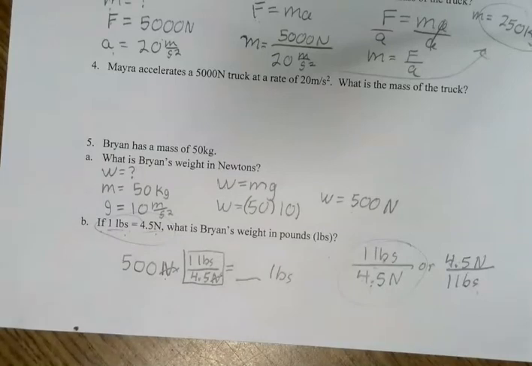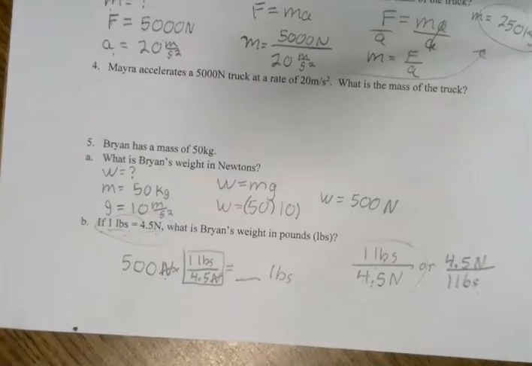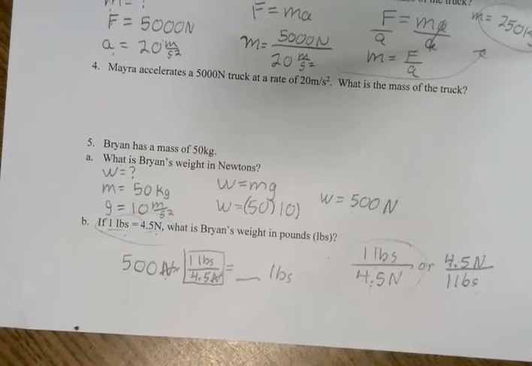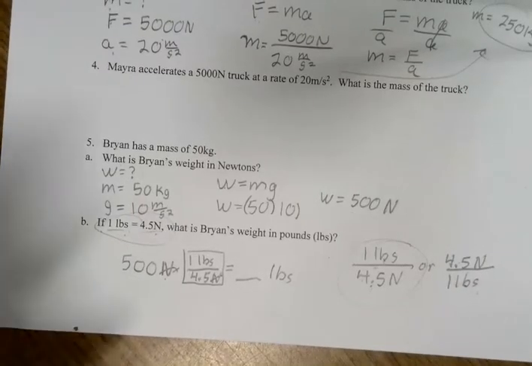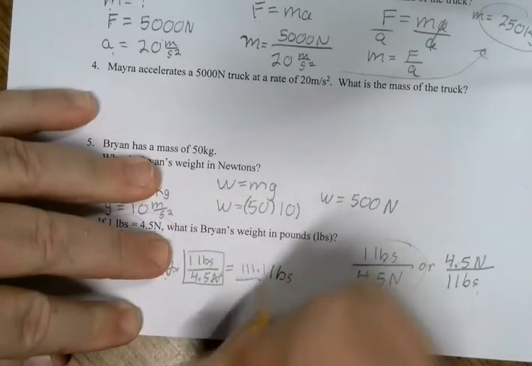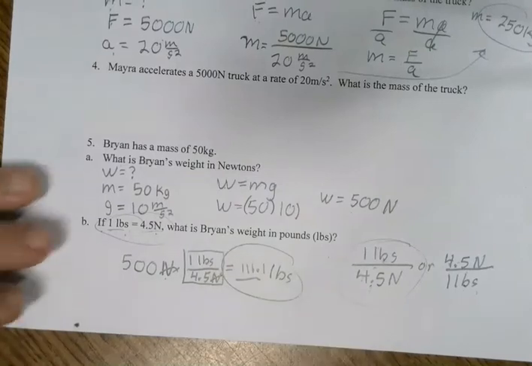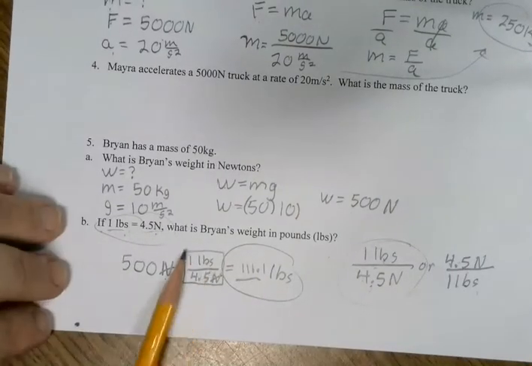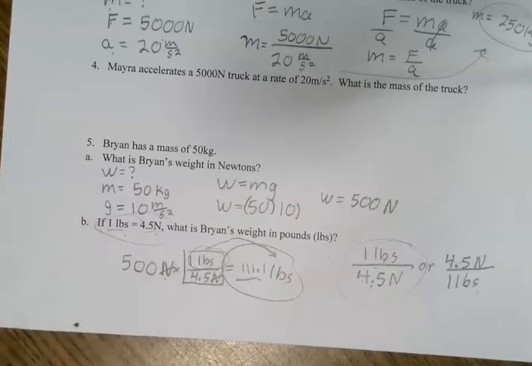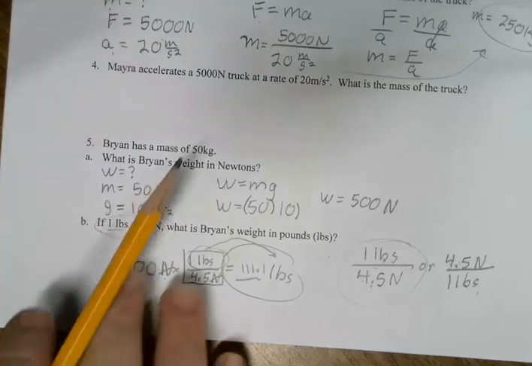So now what we do is we divide 500 by 4.5. And we get 111.1 pounds. Okay, so that's your final answer right there. This is called dimensional analysis, where you set up your units to cancel out so that the unit that's left standing at the end is the one that you want your answer to be in. We'll talk about that more, but at least you got to see an example of it right there. Okay, we're going to move on.